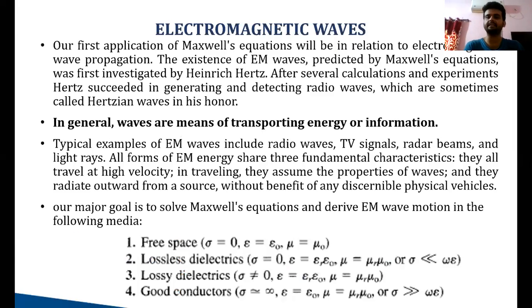We'll move on to the next chapter. The next chapter is electromagnetic waves. Some examples of electromagnetic waves are radio waves, TV signals, radar beams, and light rays.